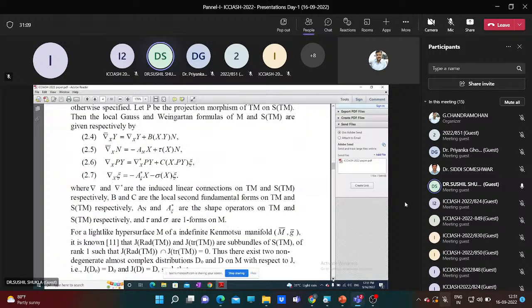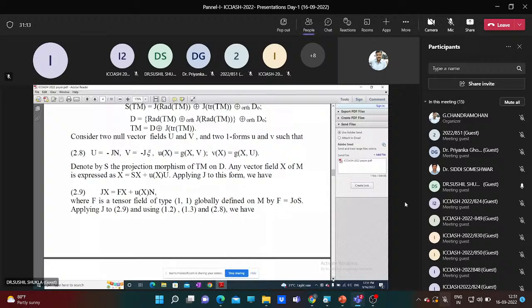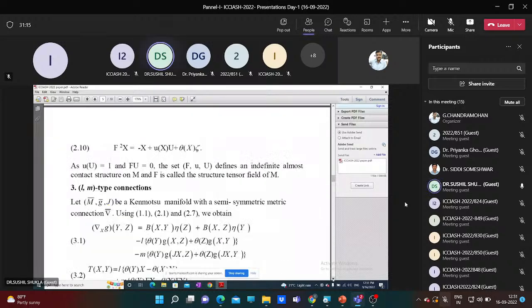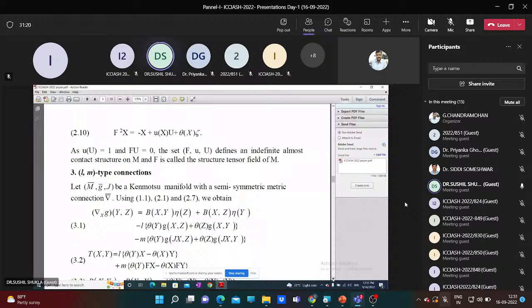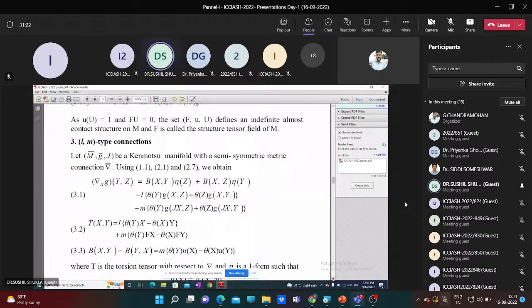These are some basics given already. These are the equations on LM type connections on Kain-Motsu manifold.